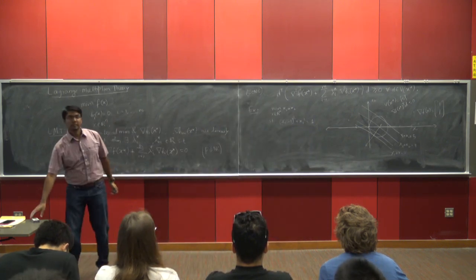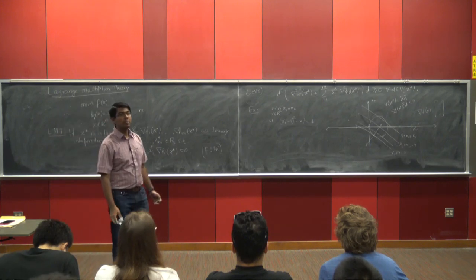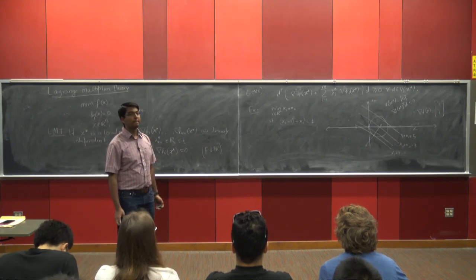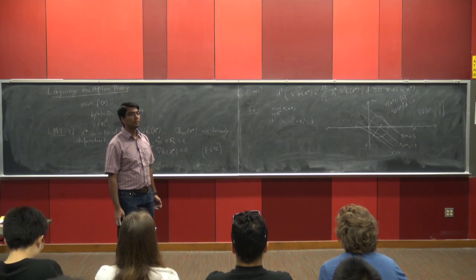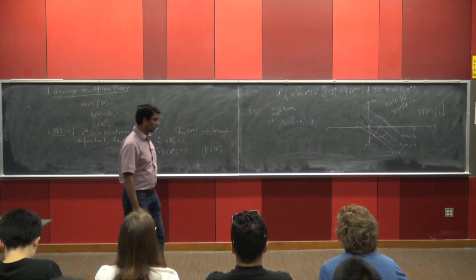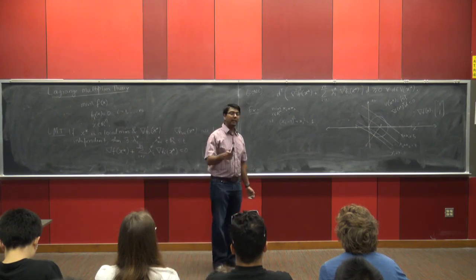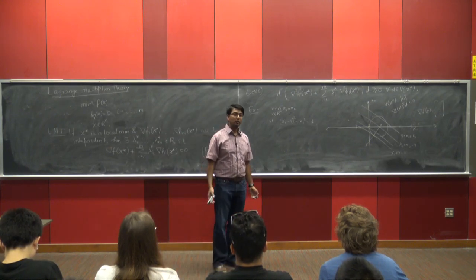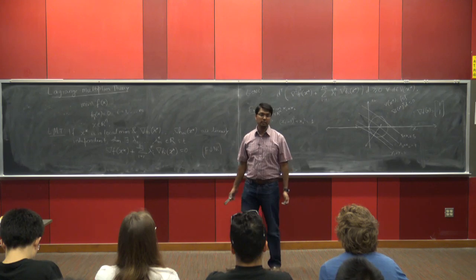Yes. So if there's only one constraint, then the gradient of h(x) is always along the same line as the gradient of f(x). Yes, it has to, as long as the gradient of h is not zero at x star.